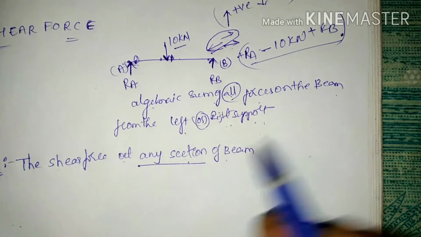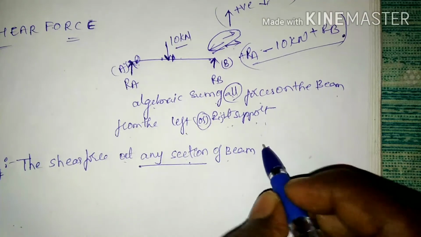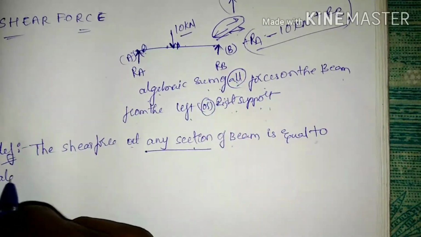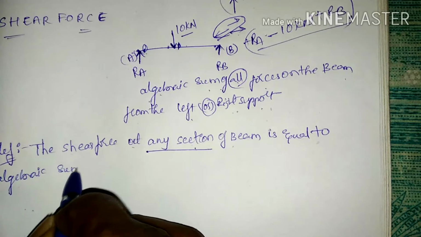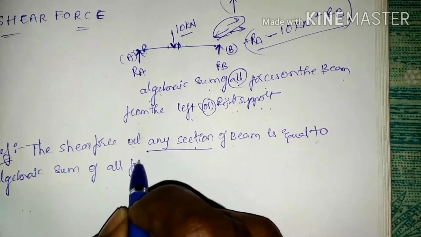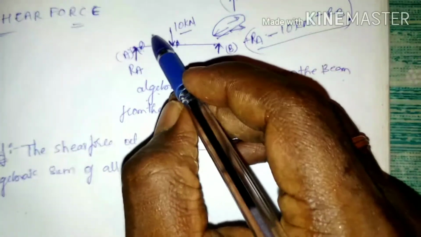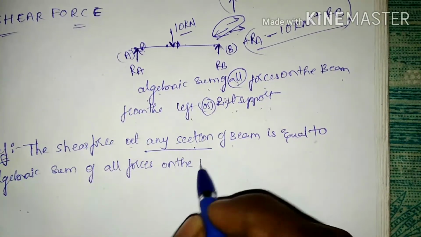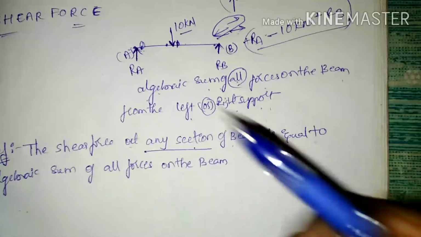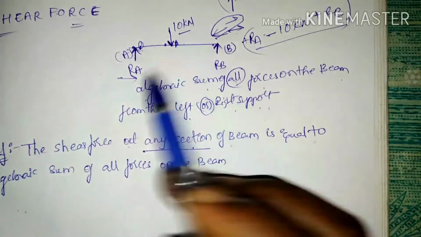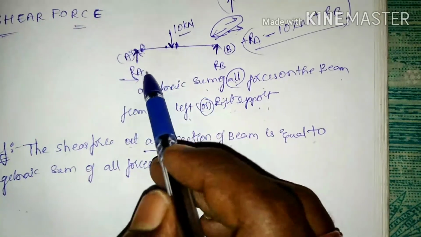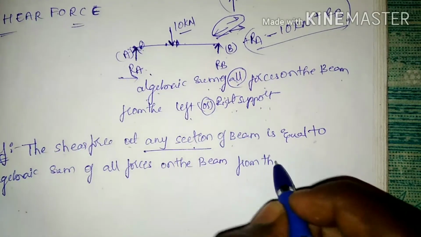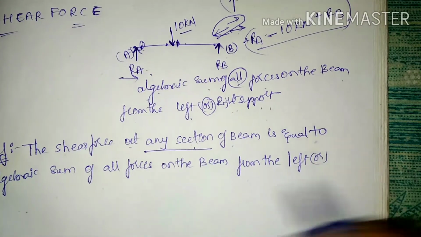The shear force at any section of the beam is equal to the algebraic sum of all forces on the beam, because we have to take each and every load, each and every force on the beam. We can consider from right to left or left to right. Let us simplify that from the left or from the right on the beam, from the left or right support.